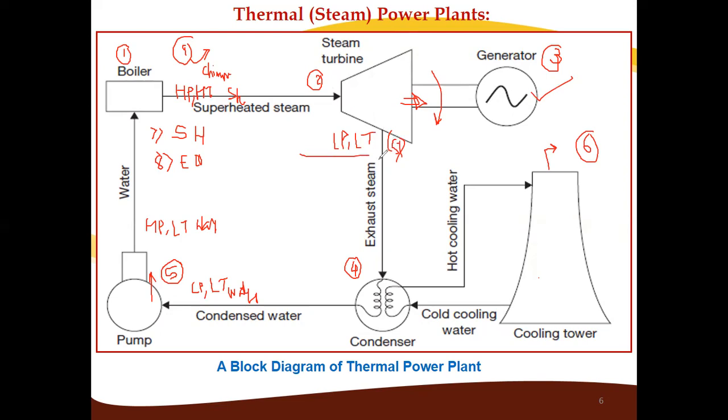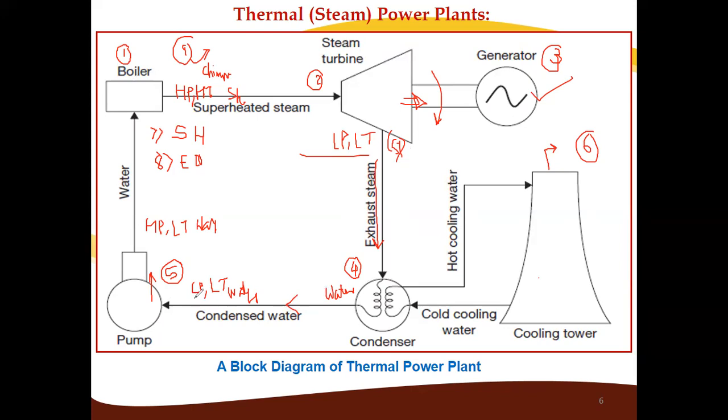Now this low pressure, low temperature steam, or we can say the exhaust steam, passes through the condenser part, where we convert this low pressure, low temperature steam into condensate water, or we can say water. So again we get this low pressure, low temperature water. So we can recirculate this water through this cycle. So we have this cycle completed.